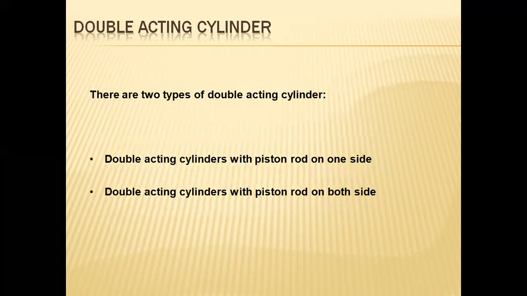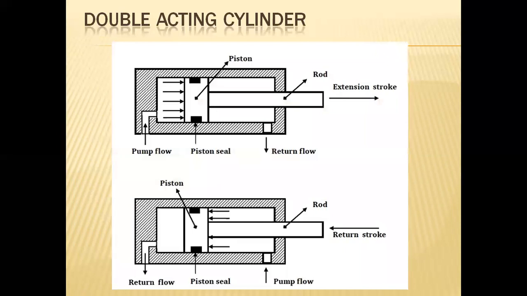Coming to the double acting cylinder, we have two different types. The first one is piston rod on one side, and the second is on both sides. We'll discuss these two sections in detail in the case of the double acting cylinder.